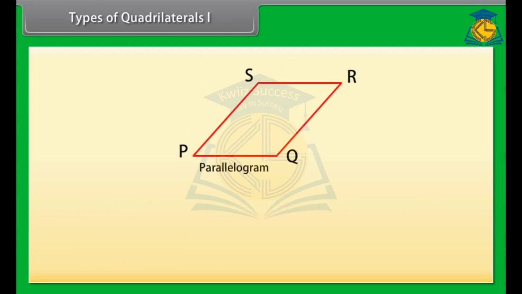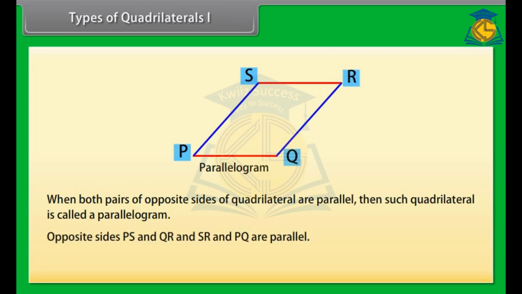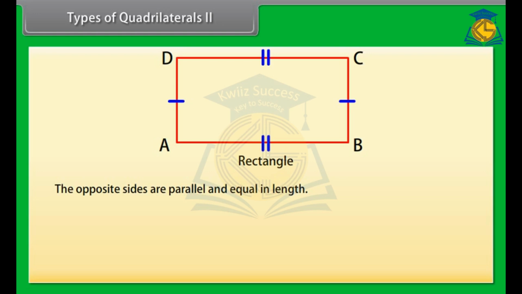Next is parallelogram. When both pairs of opposite sides of quadrilateral are parallel, then such quadrilateral is called a parallelogram. Here opposite sides PS and QR and SR and PQ are parallel. So PQRS is a parallelogram. Types of quadrilaterals. 2. Now come to rectangle. In rectangle, the opposite sides are parallel and equal in length, and all angles are equal to 90 degrees.